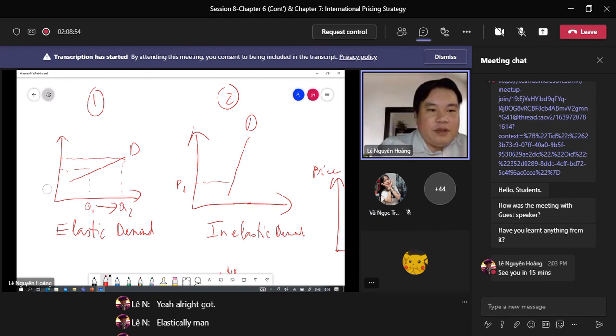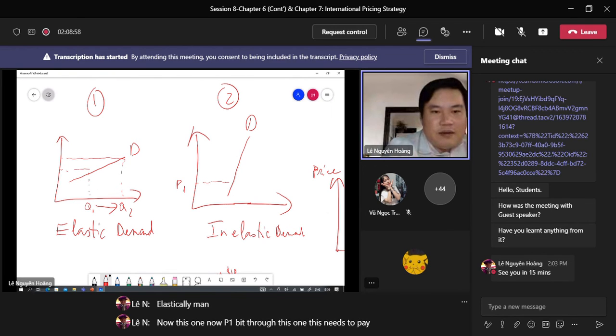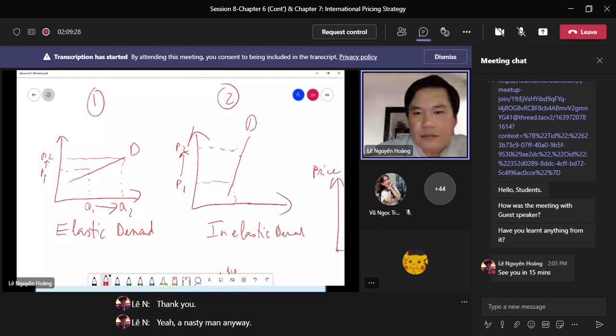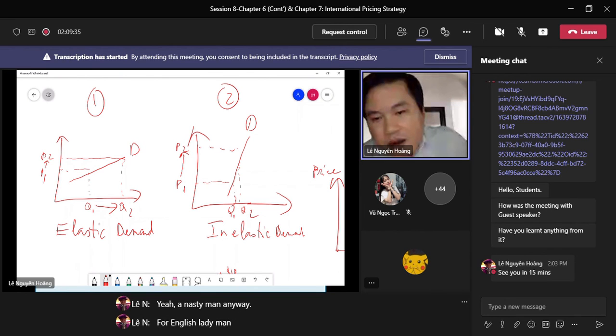No, this one is not P1, P2. This needs to be P2, P1. So here, yes. Okay, elastic demand. For inelastic demand, a large change in the pricing will lead to a very small change in the quantities.